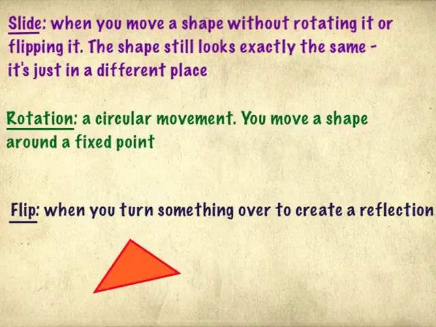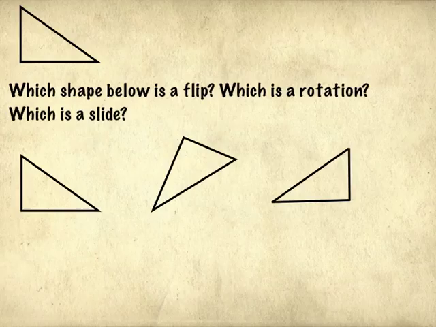And a flip is when you turn something, like literally pick it up and flip it over to create a reflection. So looking at this original triangle, which shape below is a flip, which is a rotation, and which is a slide? See if you can identify it. Pause the video if you need to, and then I'll have the answer for you.